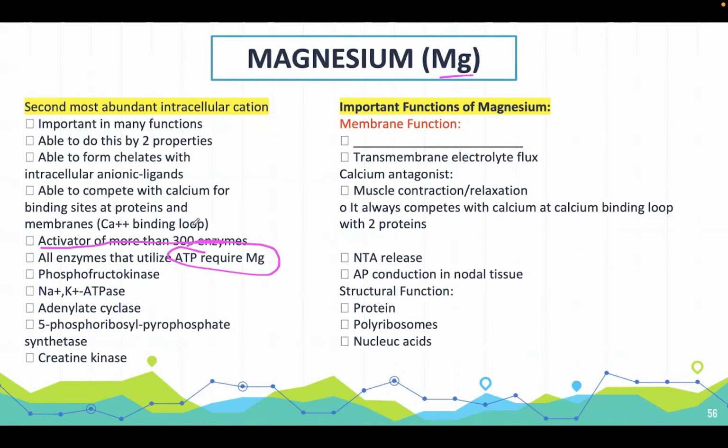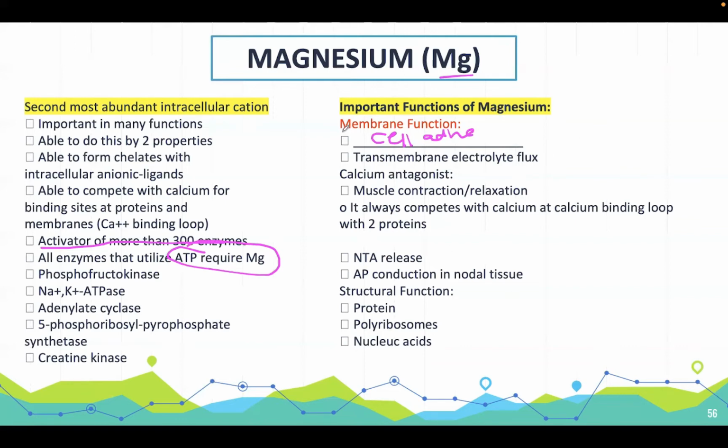If you go back to our cycles and pathways, of course there are enzymes there to speed up the reaction, so they will be needing magnesium. Once they utilize our adenosine triphosphate, there is magnesium attached. So, what are the important functions of magnesium? Mainly for the membrane function. And what are the functions in the membrane function? Number 1, cell adhesion. And number 2, the transmembrane electrolyte flux.